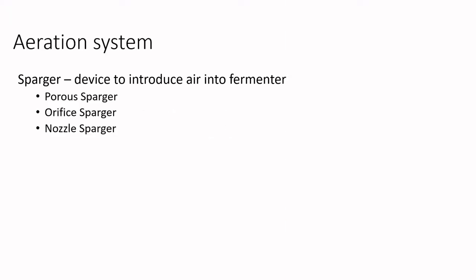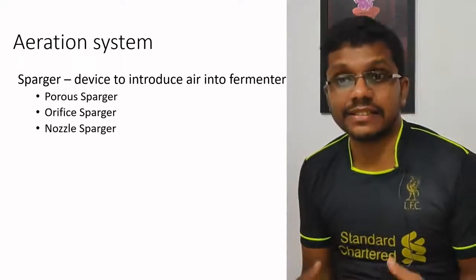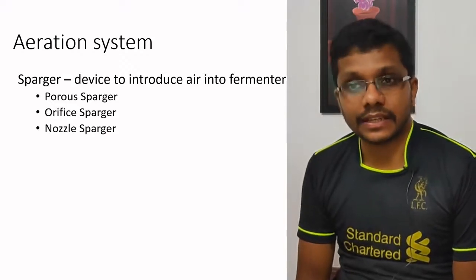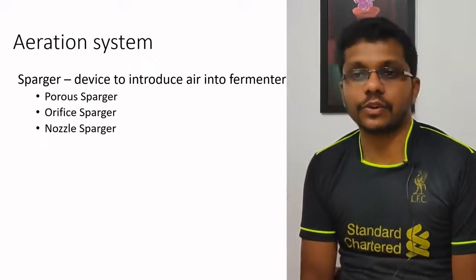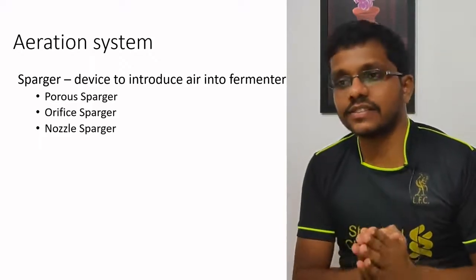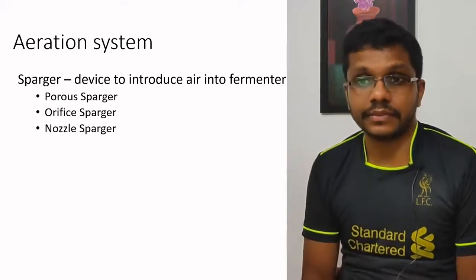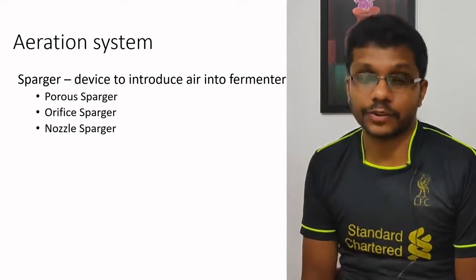Hi, next I am going to talk about the aeration system. The fourth component of the aeration agitation system is aeration. Aeration is basically introduced into the fermenter by using devices called spargers. Spargers are devices to introduce air into the fermenter. Spargers come in different types: porous sparger, orifice sparger and nozzle sparger.